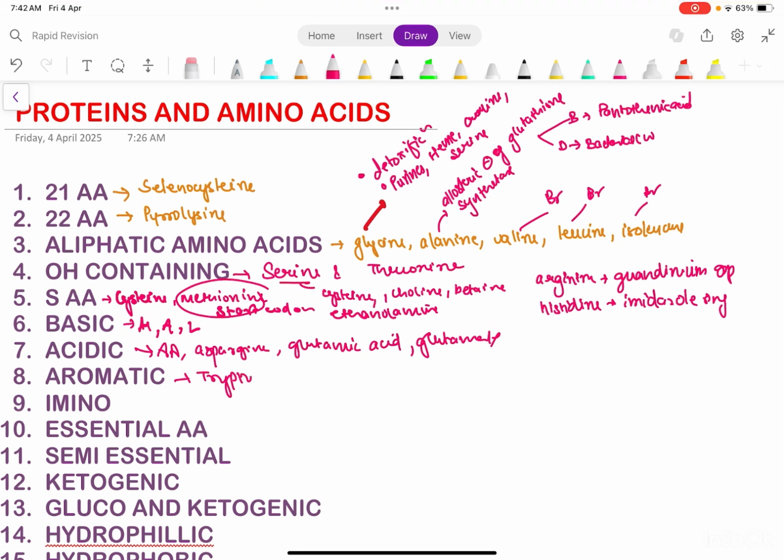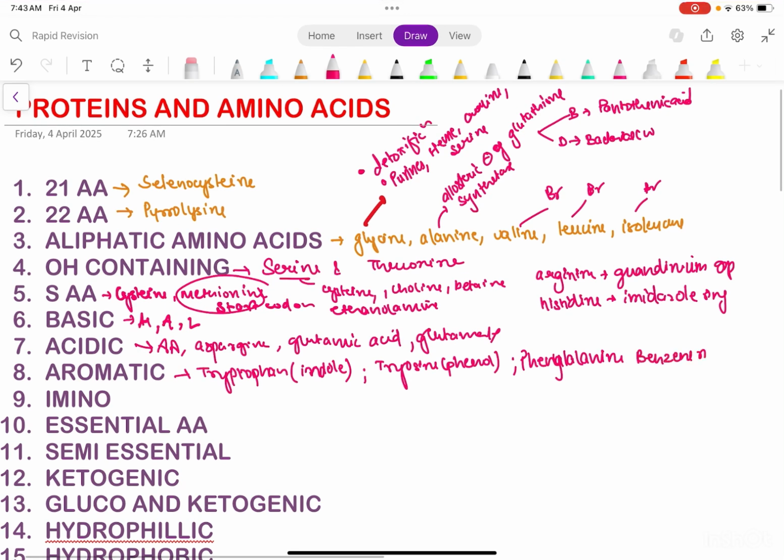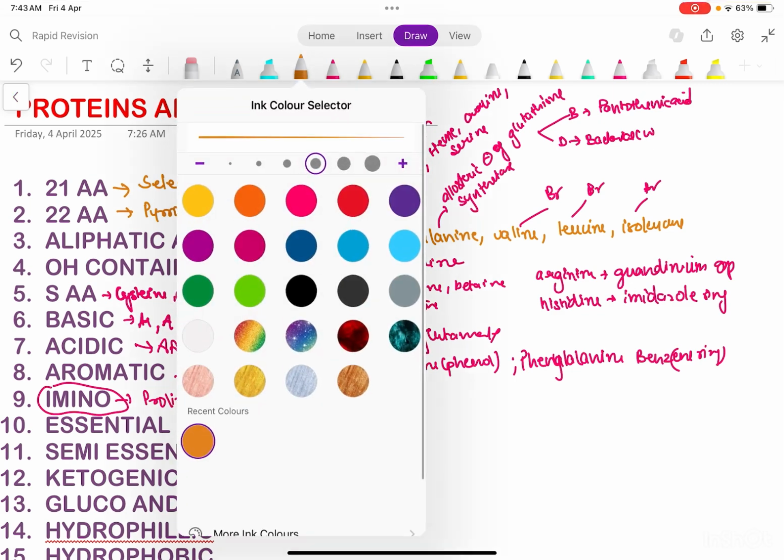Then coming on to acidic, here we have aspartic acid, asparagine, glutamic acid, glutamate. And aromatics, you have tryptophan, which has an indole ring. Then tyrosine, which has a phenol ring. Then one more, phenylalanine, which has a benzene ring. Then coming on to imino, you have just one, which is proline. They ask this quite often, and it has a pyrrolidine or pyrroline ring.